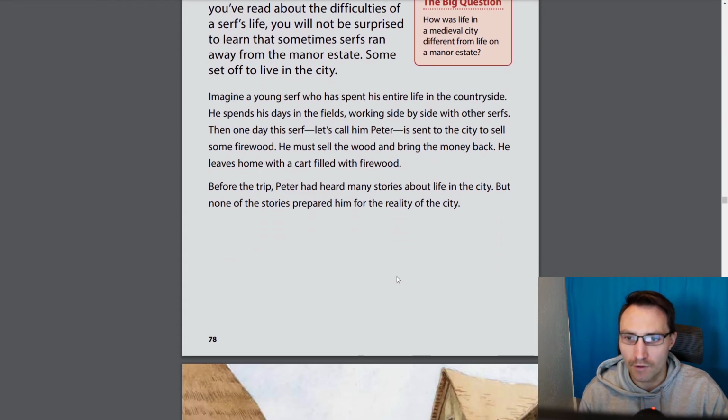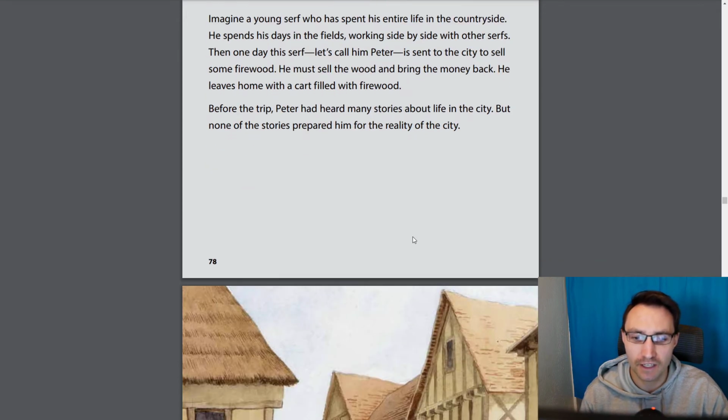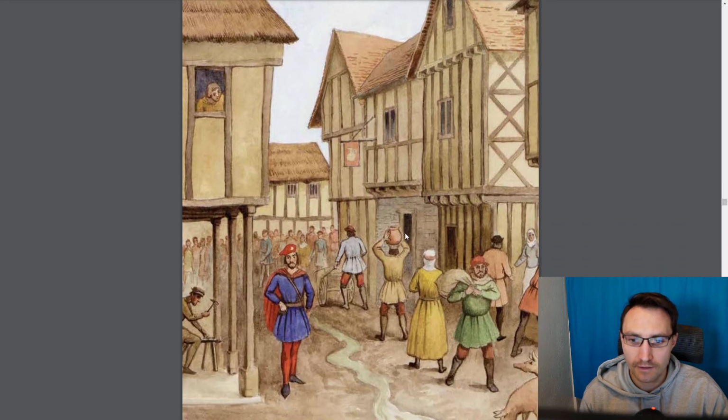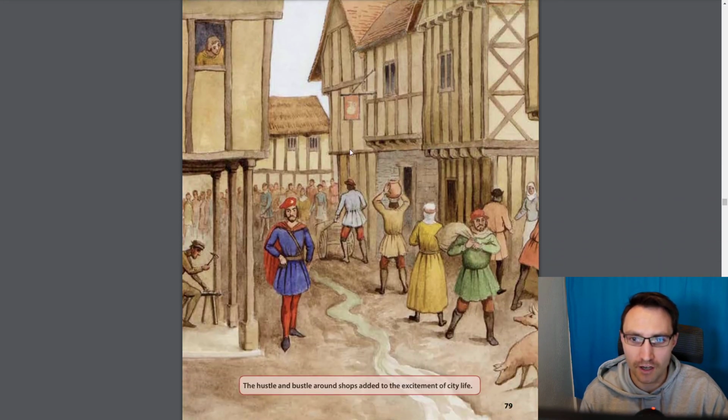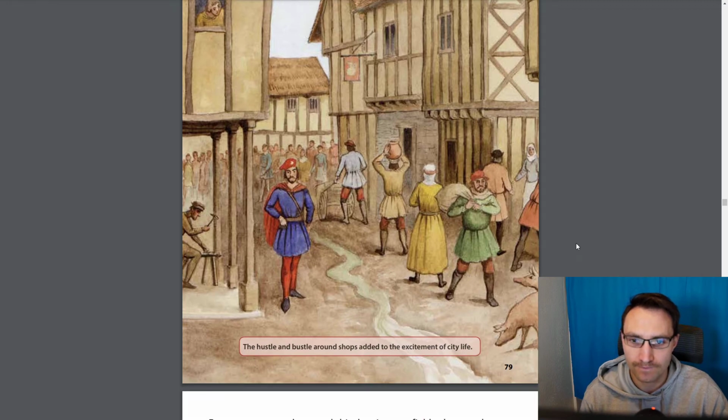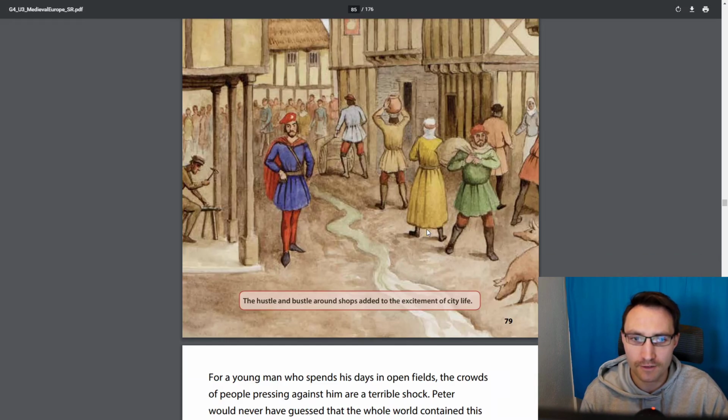He leaves home with a cart filled with firewood. Wow, I'm struggling to say firewood. Firewood. Before the trip, Peter had heard many stories about life in the city, but none of these stories prepared him for the reality of the city. So here is a depiction of the city life. The hustle and bustle around shops added to the excitement of city life. Who's this dude? Just staring right at us.